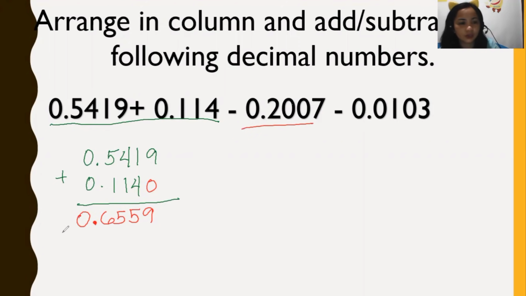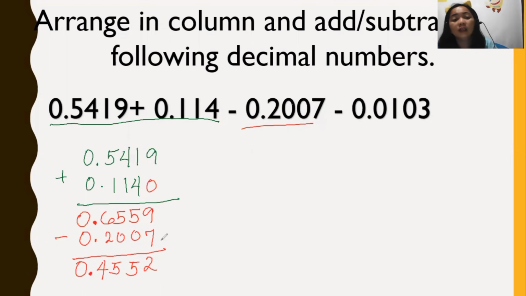Then minus 0.2007. We have 9 minus 7 is 2. 5 minus 0 is 5. 5 minus 0 is 5. 6 minus 2 is 4. Align the decimal point and then 0. Ilagay natin dito 0.4552.